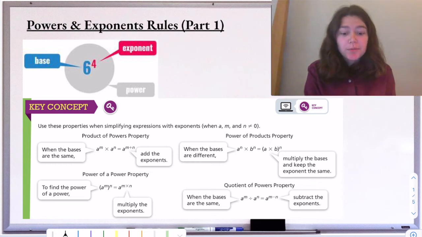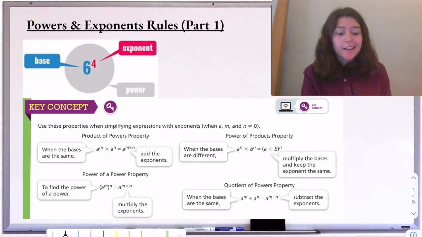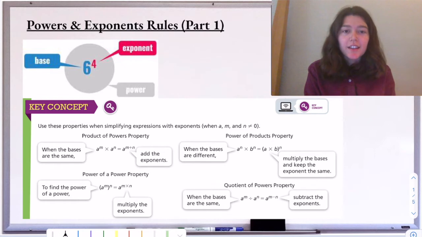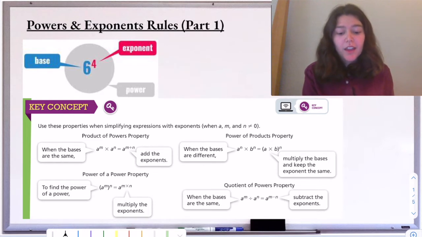Hello everyone, welcome to today's video on powers and exponent rules, part one. Next week we'll learn some more powers and exponents rules, but we're going to talk about four this week and four in this video today. Before we dive into those rules, just the idea and some vocabulary around powers and exponents.